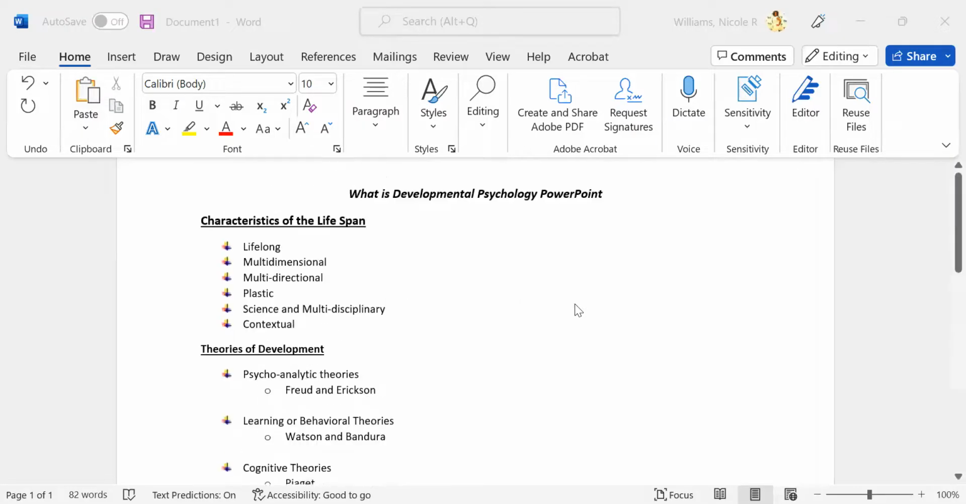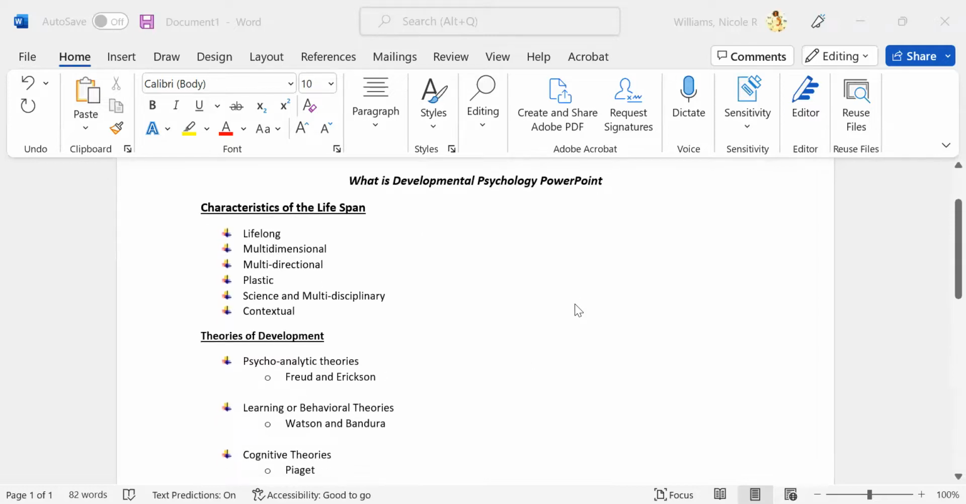All right. So say for an example, I was studying for this test. Here you see a Word document: What Is Developmental Psychology PowerPoint. So I would begin, on a separate sheet of paper, you can do it on flashcards, whatever is comfortable for you, I would outline the key concepts from that PowerPoint. So once again, the characteristics of the lifespan right there, lifelong, multidimensional, etc.